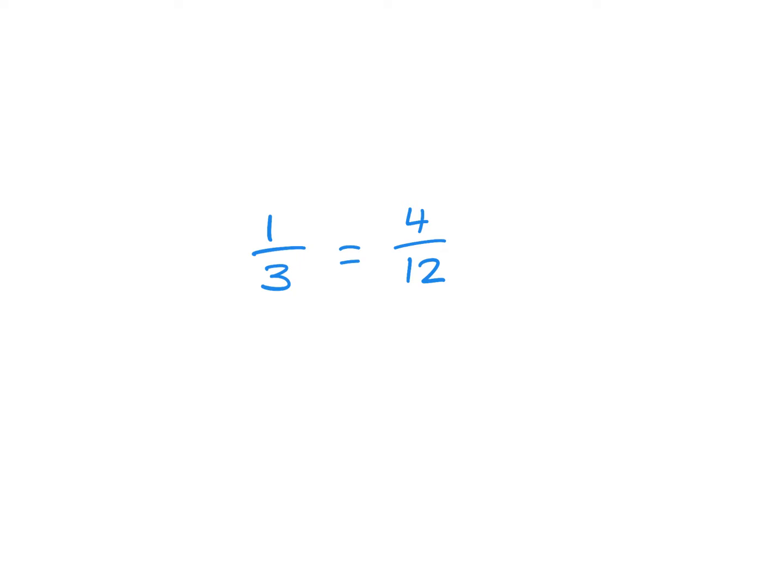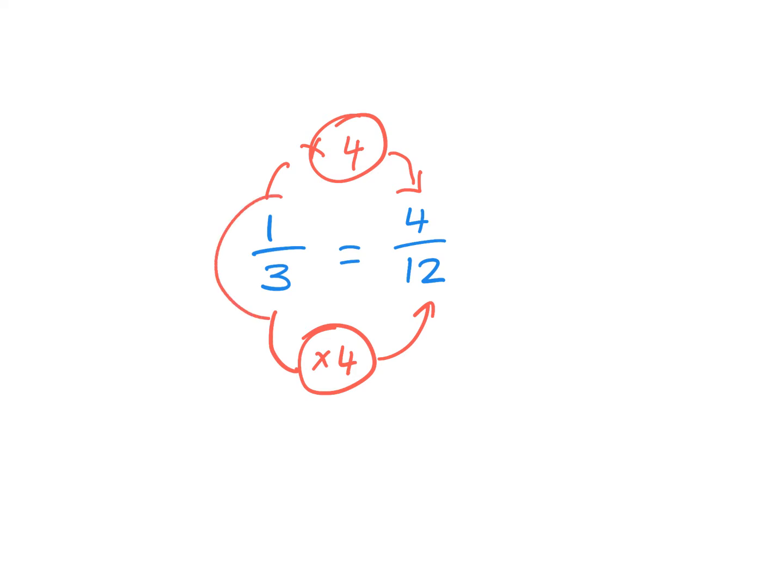Well, that's quite simple actually, because all we need to do is say to ourselves 1 multiplied by something must give me 4. So 1 times 4 gives me 4. And what I do to my numerator, I need to do to my denominator. So 3 times 4 equals 12. So I've found out what I've multiplied 1/3 by to arrive at 4/12.